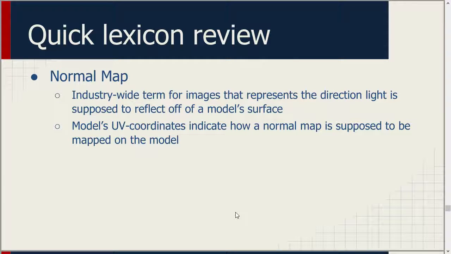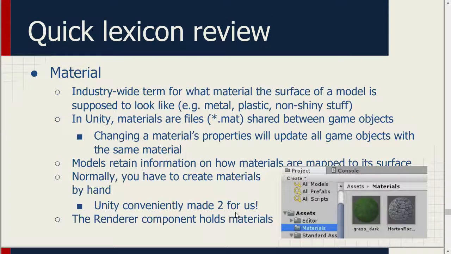Anyways, so I'm going to quickly talk about normal maps. What does a normal map mean? Normal map is an industry-wide term for images that represent the direction the light is supposed to reflect off of a model's surface. That's why when you saw your image file, it looked like this weird purple shade. That's just how that data is being represented. The model's UV coordinates indicate how a normal map is mapped to the model itself. And yeah, that's basically just it.